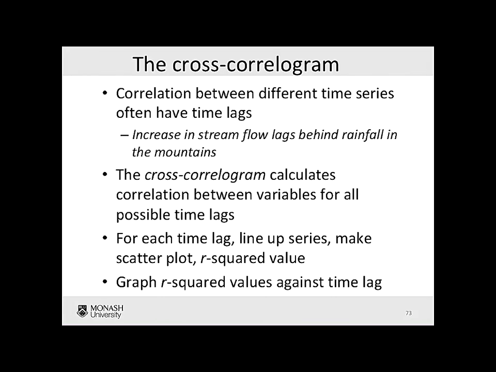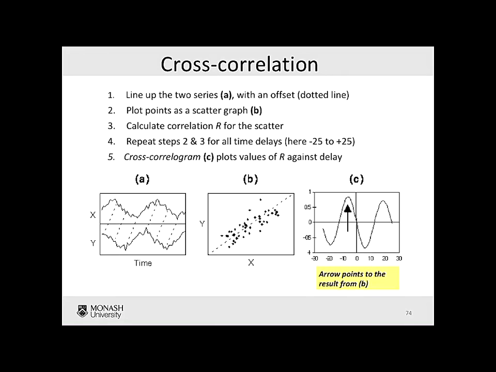For each time lag, we line up the series, make a scatter plot, and get the R squared value. So we line up the two series with an offset, plot points on a scatter plot, and calculate the correlation R for the scatter plot. We repeat steps 2 and 3 for all the different time delays. Then we make the cross-correlogram plot to show the values of R against lag.